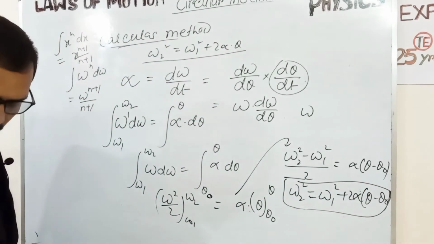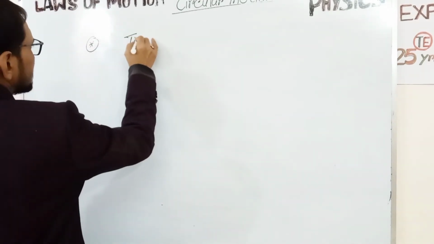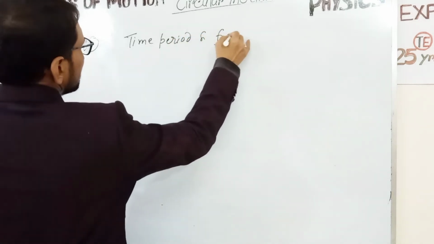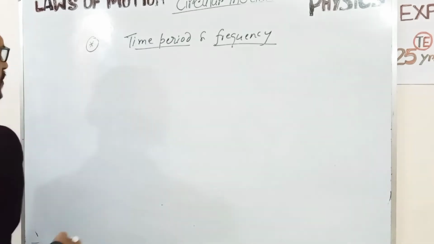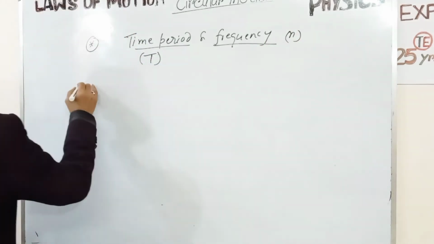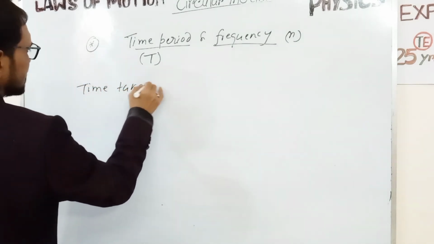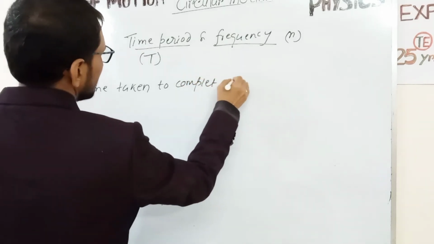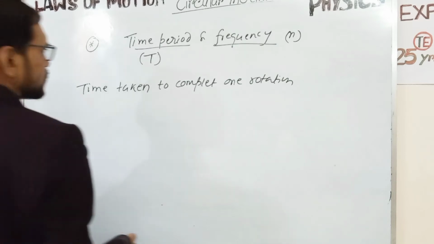Now the fourth equation: time period and frequency. What is time period and frequency? Time period is denoted by T and frequency is denoted by n. What is time period? Time period is the time taken to complete one rotation for a particle.